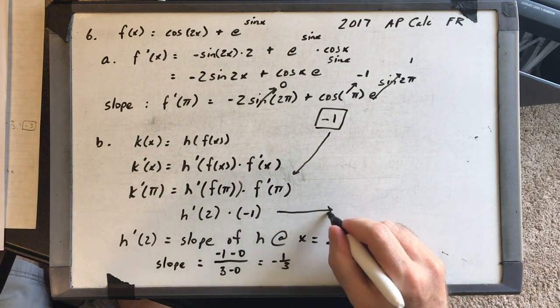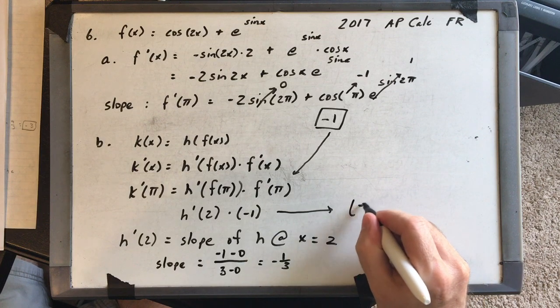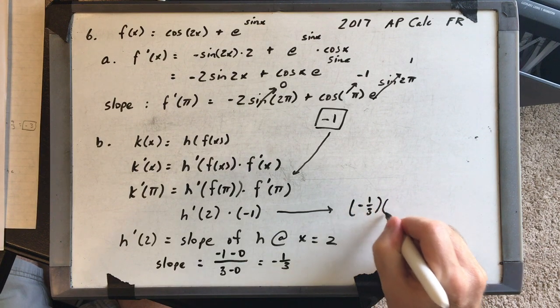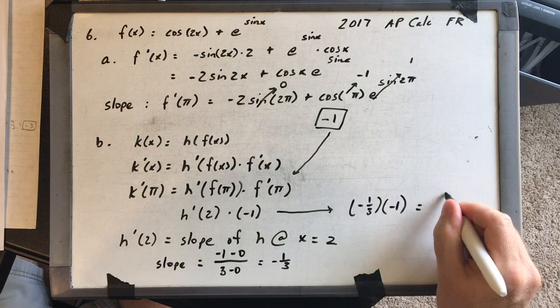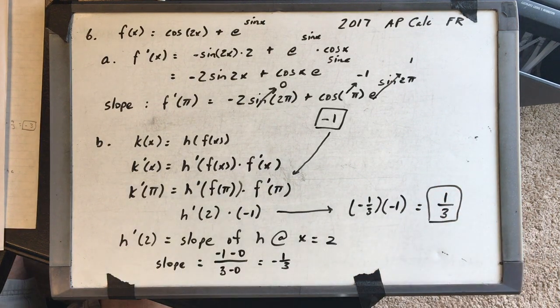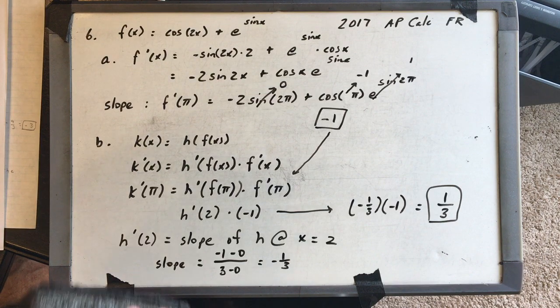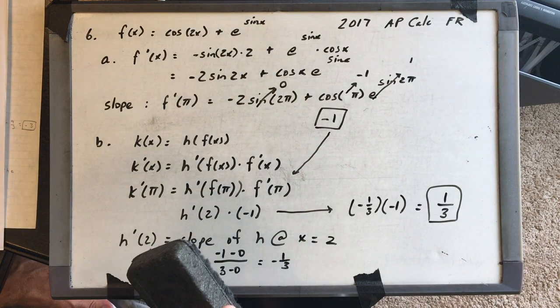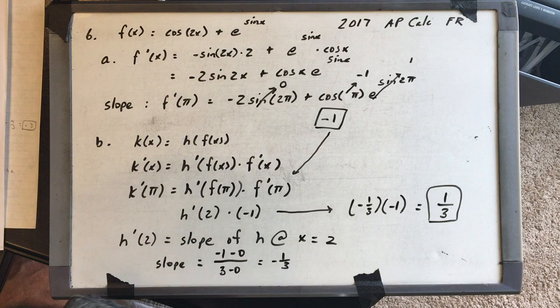So now that we've got that, h prime of 2, negative 1/3 times negative 1 is 1/3. Pretty convoluted problem there. You have to do an awful lot to go through that. I think this is an important problem. I do think it was kind of a hard one. Certainly not part A, but parts B and C kind of were. All right, pause the video if you are still writing.